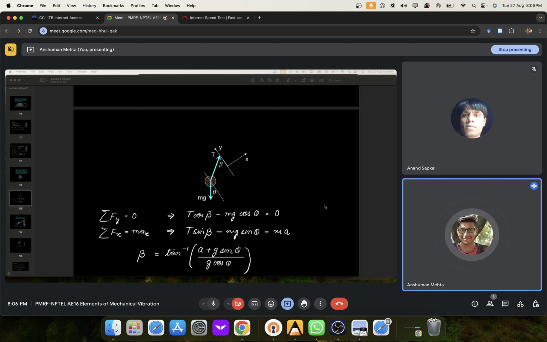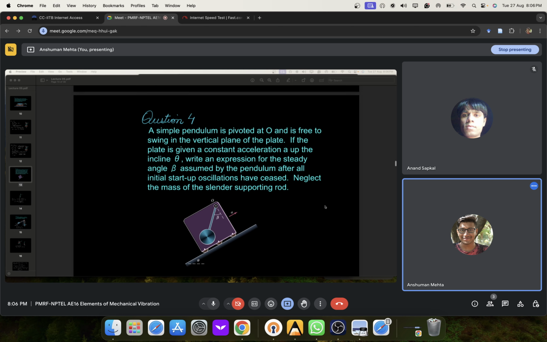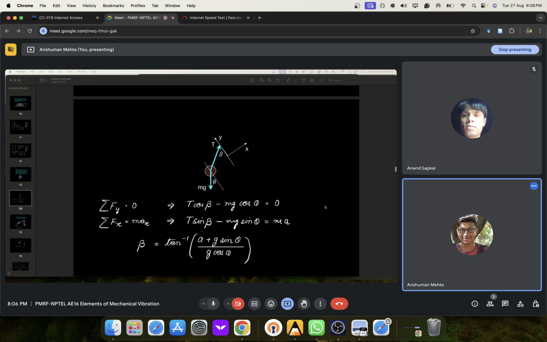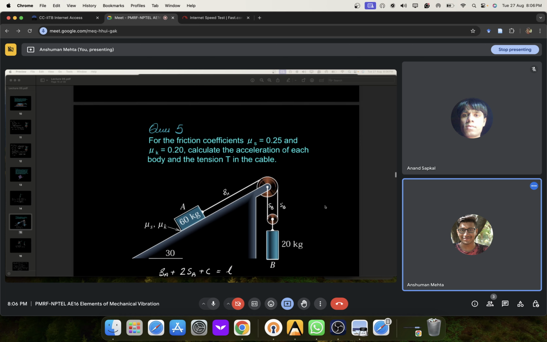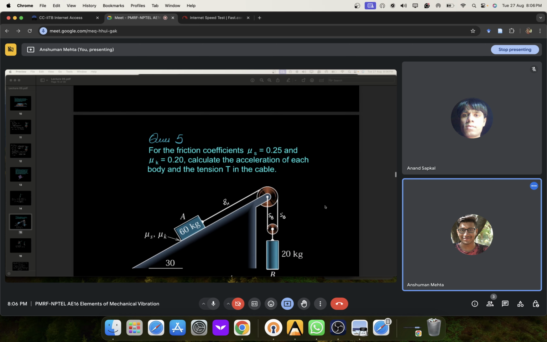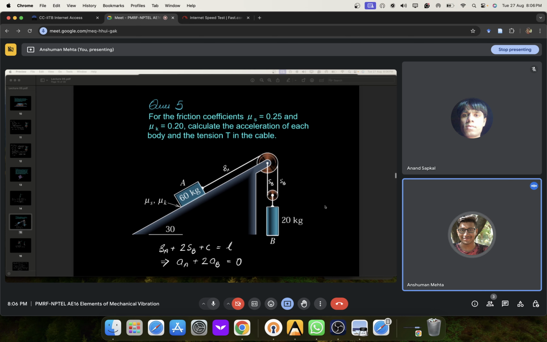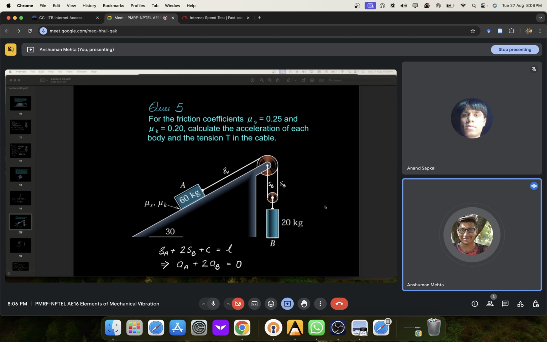Now coming to question number 5. Now here we have two blocks, and for the friction coefficients mu s equal to 0.25 and mu k equal to 0.20, we have to calculate the acceleration of each of the bodies and the tension T in the cable. So again, drawing the FBD.